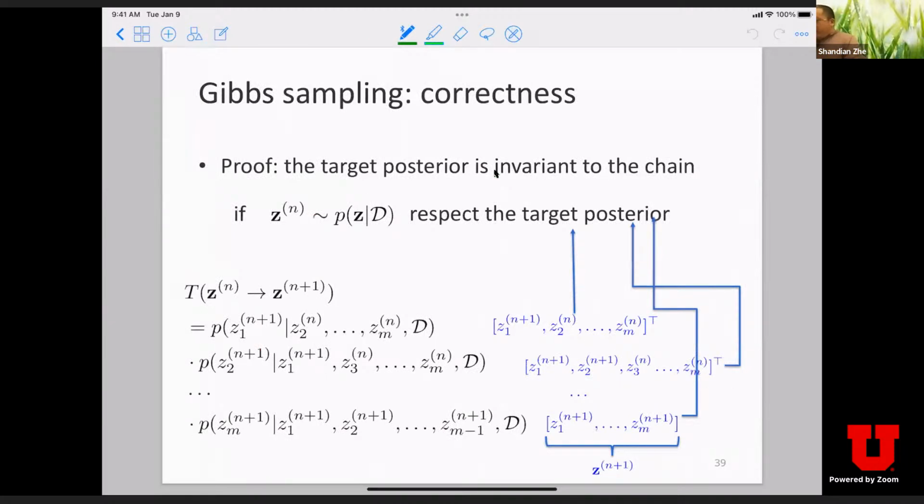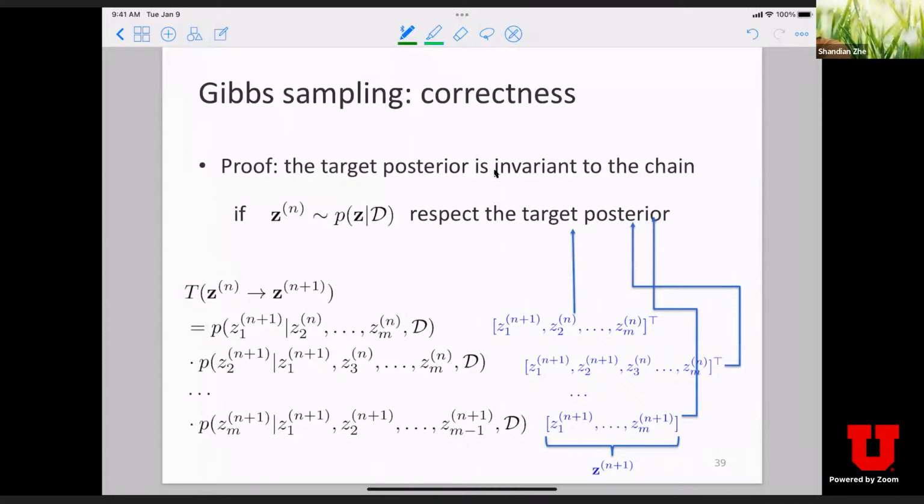When we claim that the target posterior is invariant to the chain, it just means that if your sample Zn is really sampled from the target posterior, then through your transition kernel you generate a new sample Zn plus 1, and the distribution of this sample should also follow the true posterior. That is called invariant, namely that the distribution of your sample or state doesn't change when you get a new sample. We're going to see why this is true for Gibbs sampling.